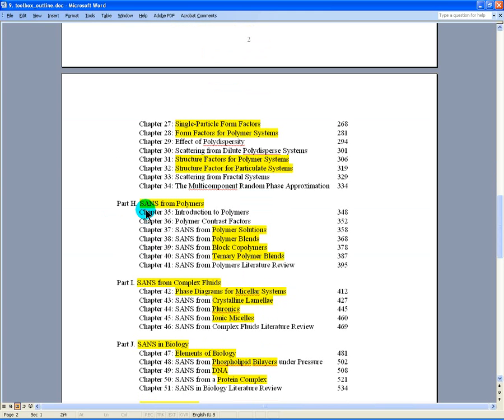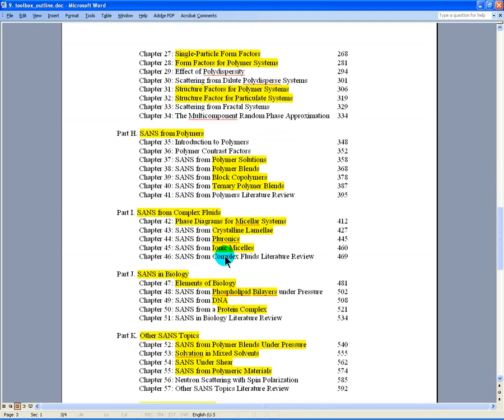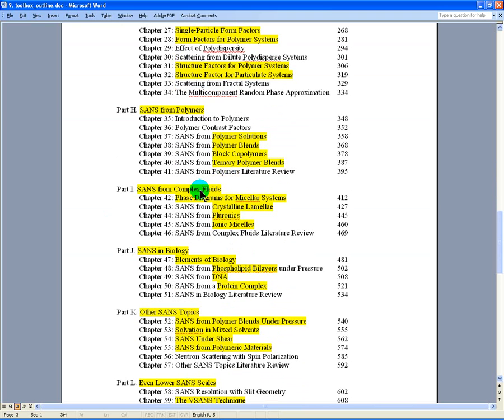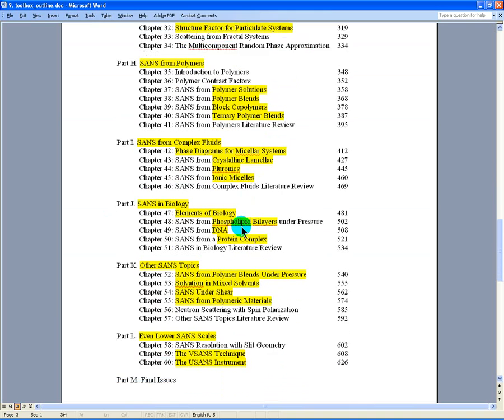Part H, SANS from polymers, covers polymer solutions, polymer blends, block copolymers, ternary polymer blends, and so on. Part I, SANS from complex fluids, is a nice introduction to phase diagrams for micellar systems. Then 3 complex fluids: crystalline lamellae, nonionic spherical micelles, and ionic micelles, rod-like micelles.